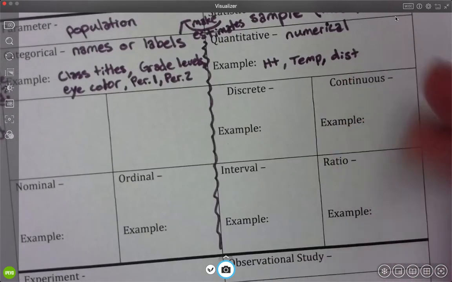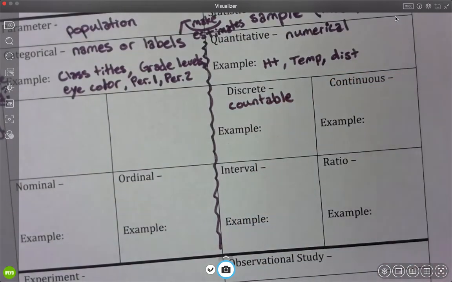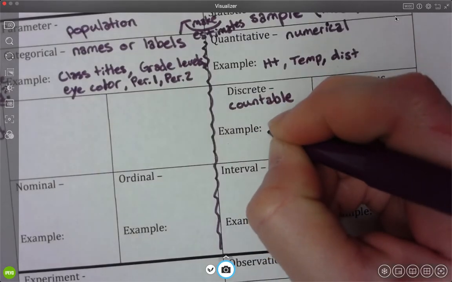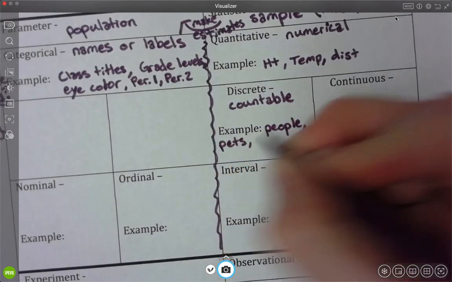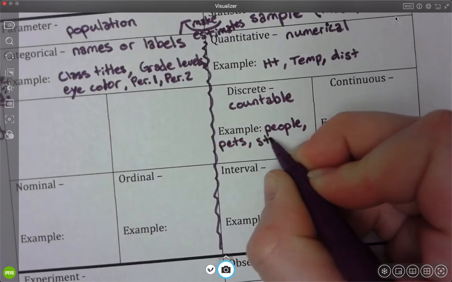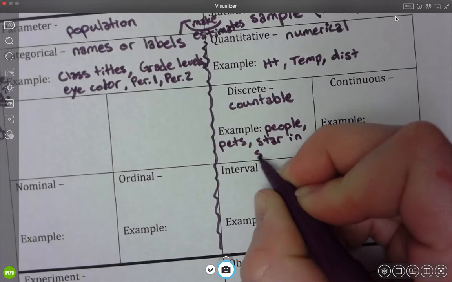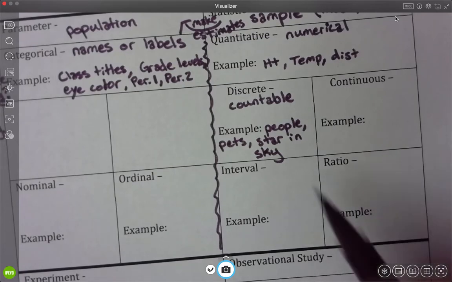So discrete is countable. Okay, so I have a countable set of things. So when we're counting, we can count people, we can count pets, we can count, heaven forbid we would ever have to do this, we could count the stars in the sky. Okay, now a lot of people think stars in the sky would be continuous because the sky goes on forever, but there is a countable number of stars in the sky at this very point in time right now. I could count them if I wanted to. It would take me forever to do so, but I could count those stars in the sky.